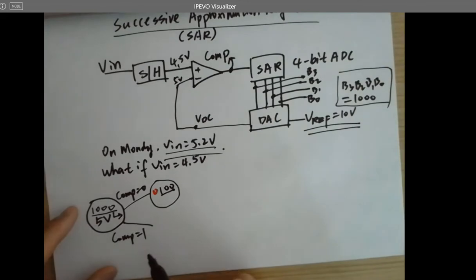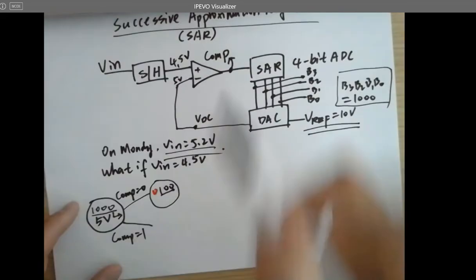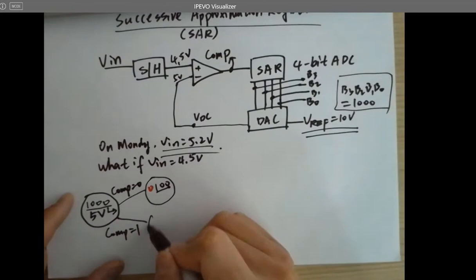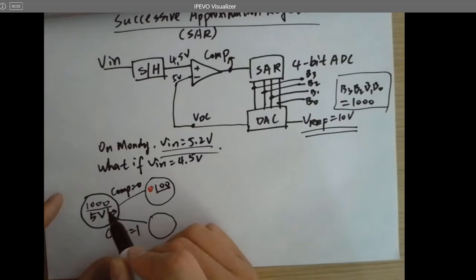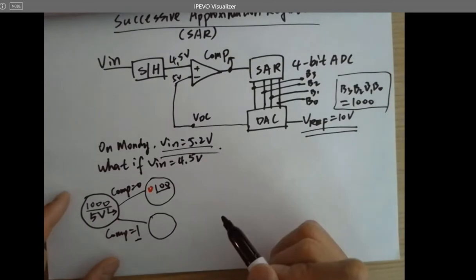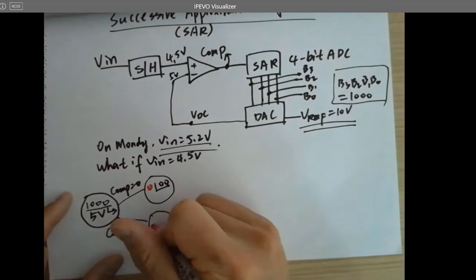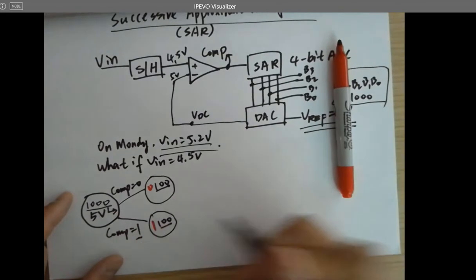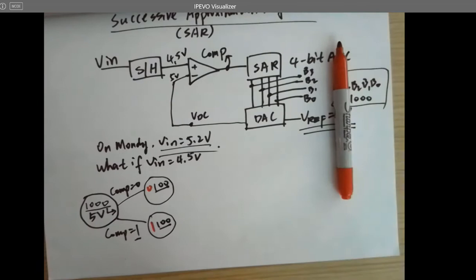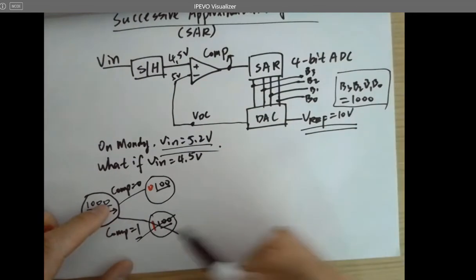If comp equals 1, which is not the case, but let's take a look at it. What's going to happen? You still shift everything to the right, but you plug in 1 to the MSB. So it's going to be 1, 1, 0, 0. These were the bits shifted to the right just now. That was not the case, so just ignore it.